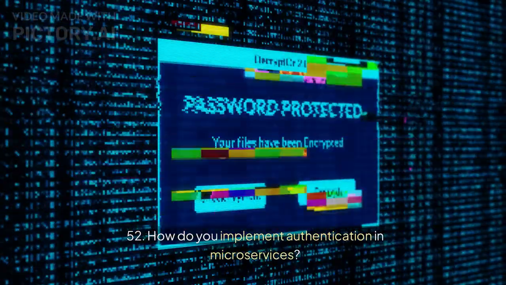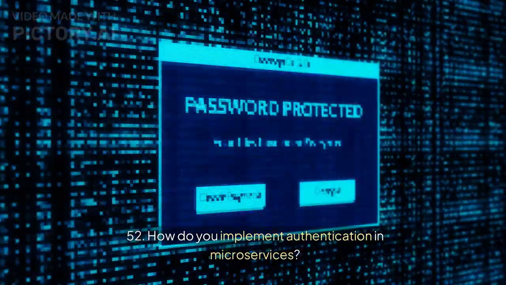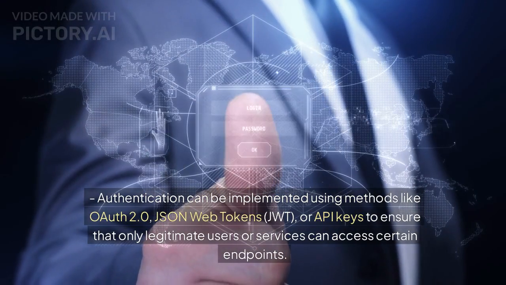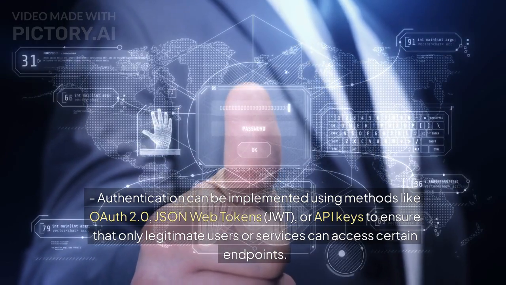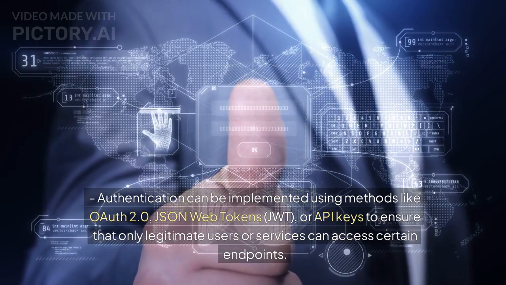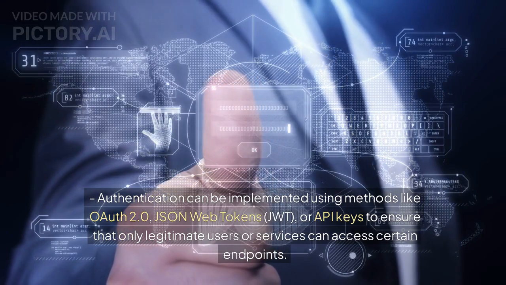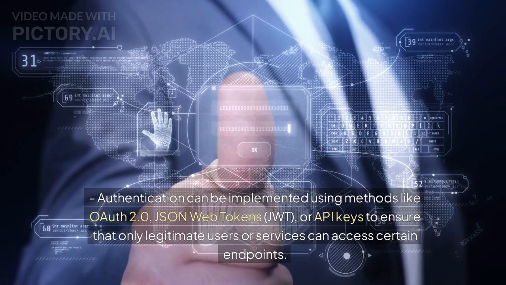52. How do you implement authentication in microservices? Authentication can be implemented using methods like OAuth 2.0, JSON Web Tokens, JWT, or API keys to ensure that only legitimate users or services can access certain endpoints.